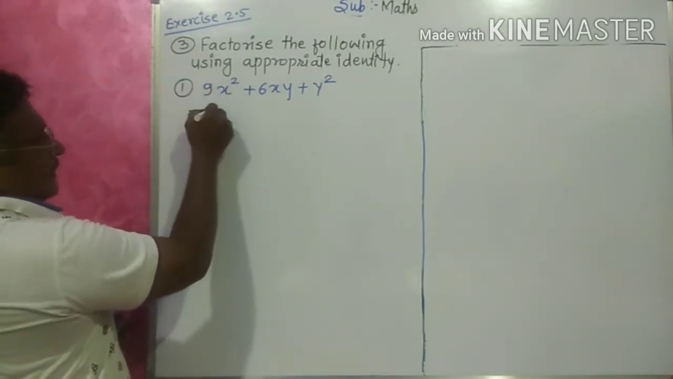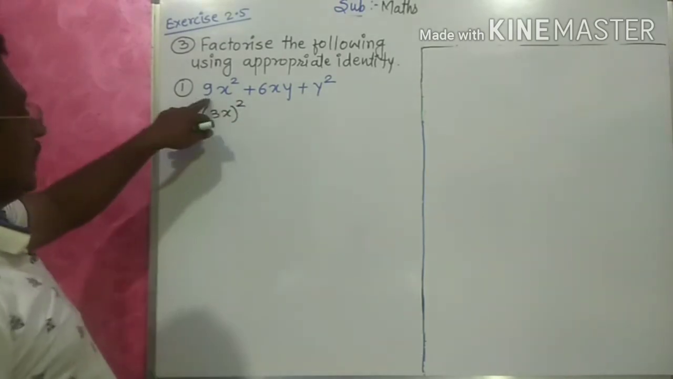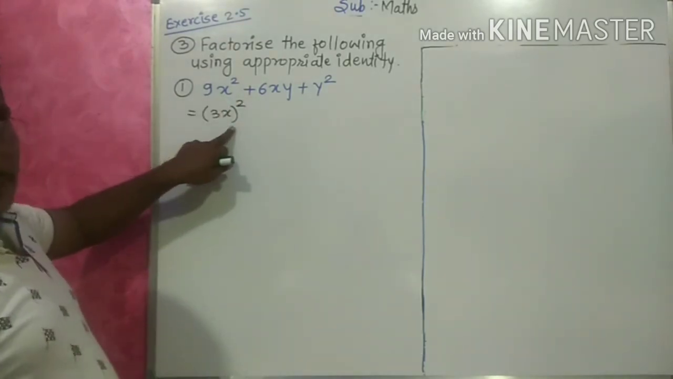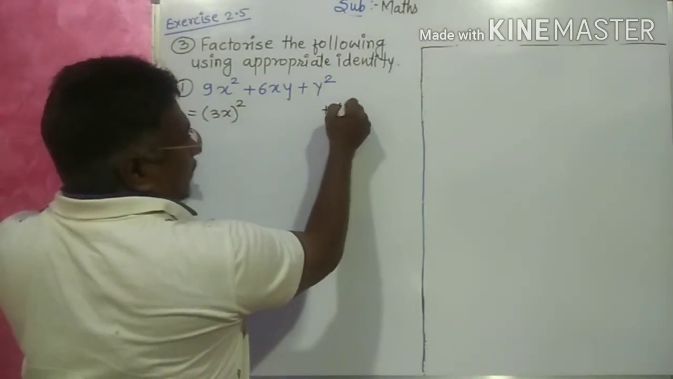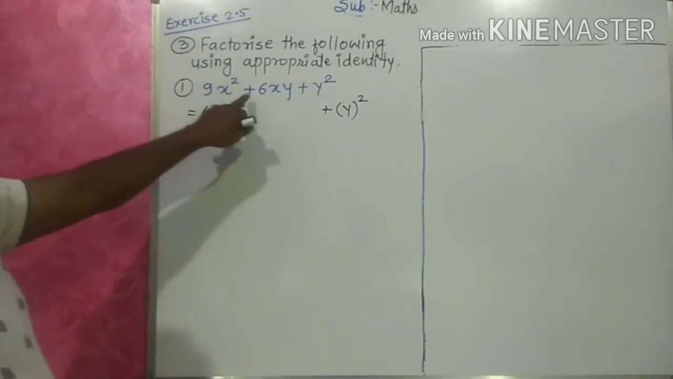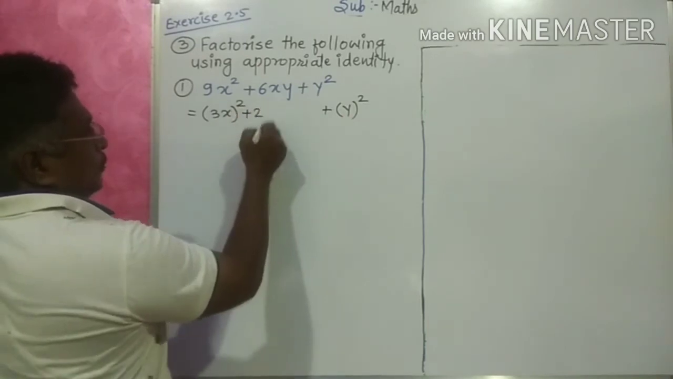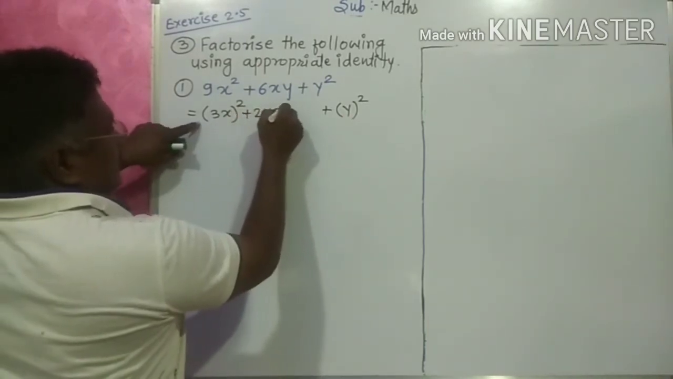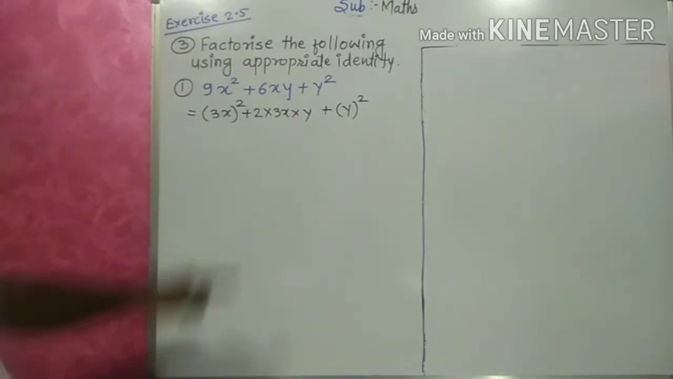So 3x whole square. Square root of this. Understood? So now last term y whole square. In this way we have to write. Now middle term is plus. So plus 2 into 3x into y. See, the middle term came or not?